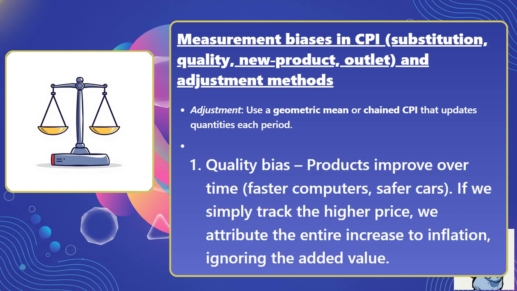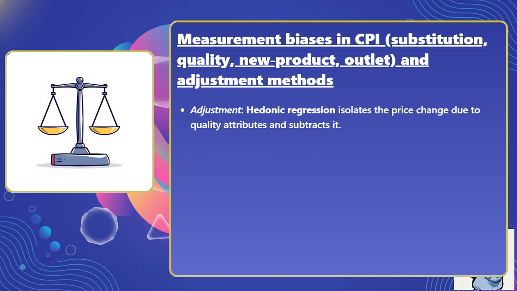Quality bias. Products improve over time, faster computers, safer cars. If we simply track the higher price, we attribute the entire increase to inflation, ignoring the added value. Adjustment: hedonic regression isolates the price change due to quality attributes and subtracts it.